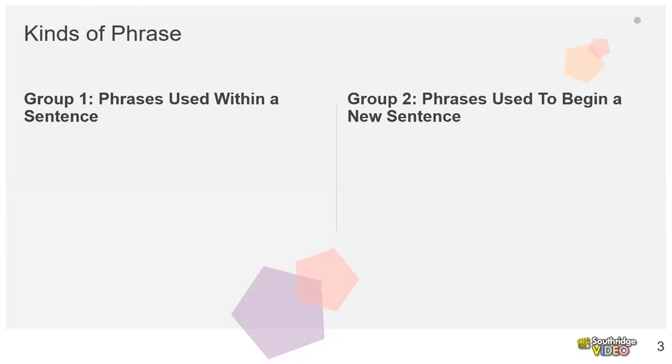Kinds of phrase. When we are talking about for example, such as, for instance, and e.g., it's divided into two phrases. Phrase is used within a sentence, and phrase is used to begin a new sentence. Maybe you still confused. The meaning is using for example, for instance, such as can be in the middle of the sentence, within the sentence. And number two, it can be used in the beginning of the new sentence.